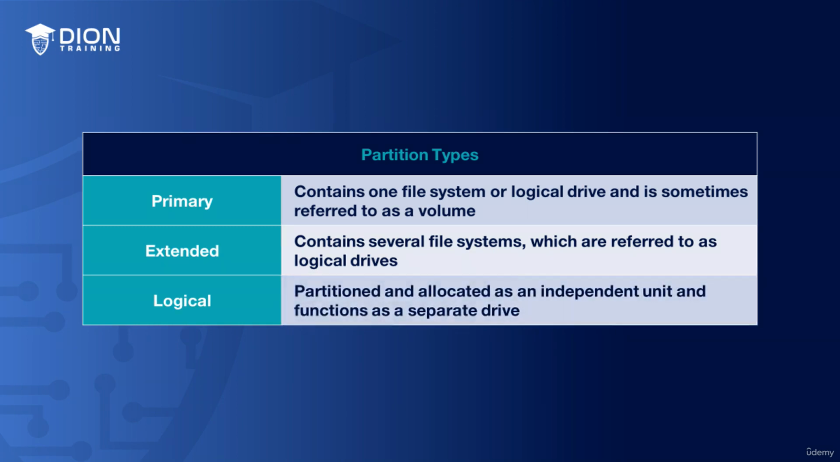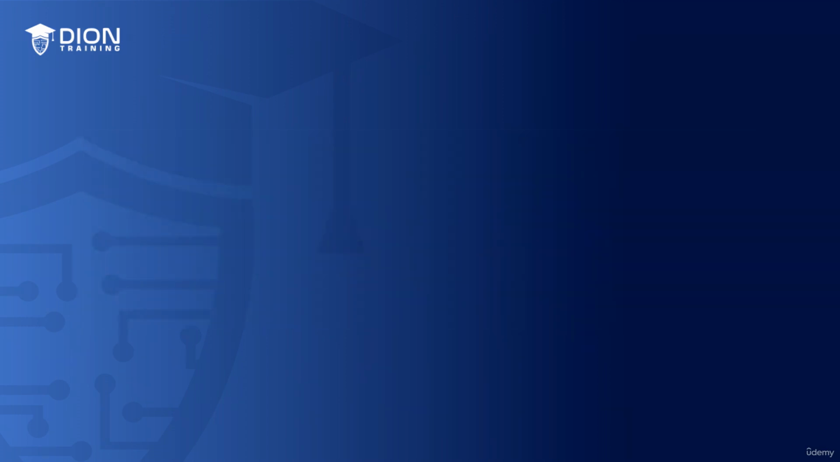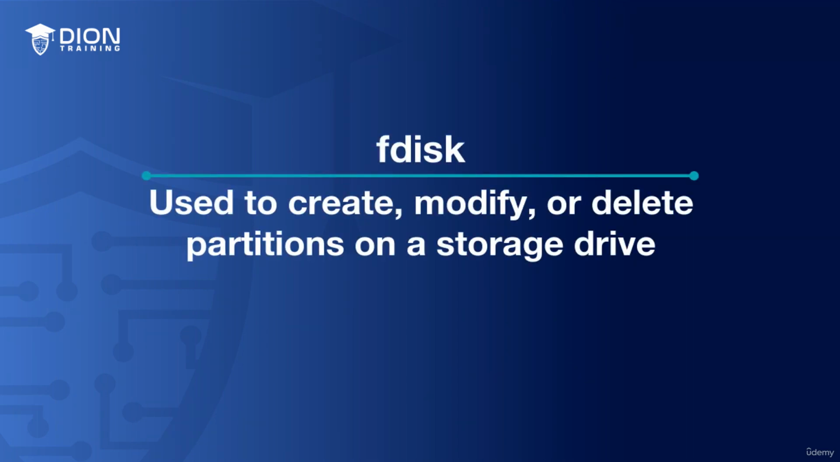The logical partition is a part of the physical drive that's been partitioned off and allocated as an independent unit and functions as a separate drive. There's also going to be times when you need to create a new partition table or modify existing entries on the partition table. To do this, you're going to use the fdisk utility. This is a text-based, menu-driven program that's used to create, modify, or delete partitions on a given storage drive. Fdisk will also enable you to specify the size of those partitions.